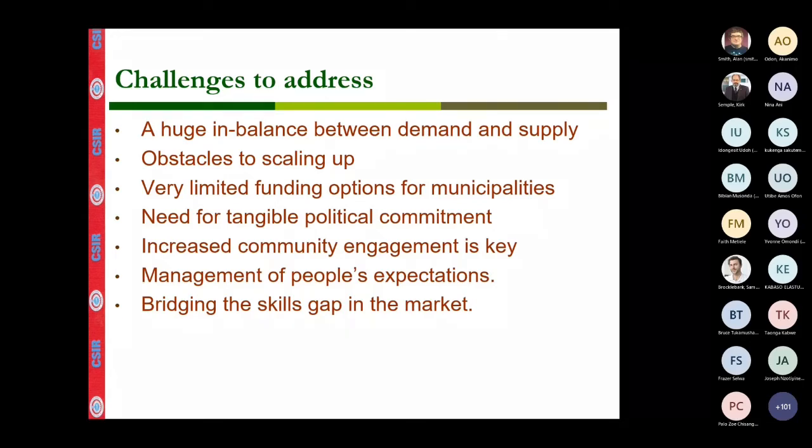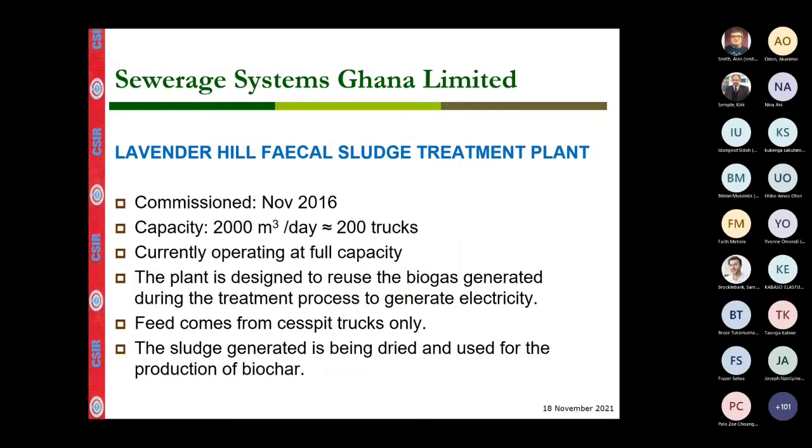Apart from Safisana, we have Sewerage Systems Ghana Limited. They treat mainly the fecal sludge. And we have one built at Lavender Hill. This was commissioned in November 2016. It's about a 2,000 meter cubed per day biodigester system. So this is able to treat fecal sludge and then produce biogas.